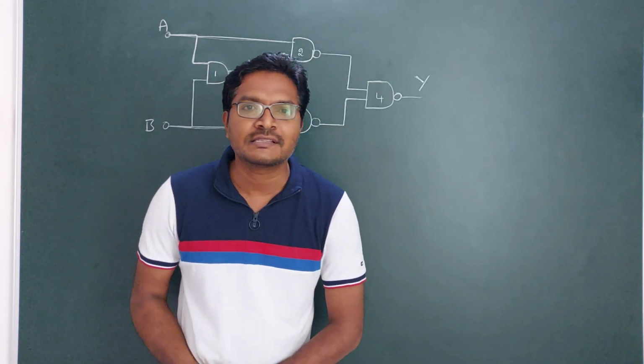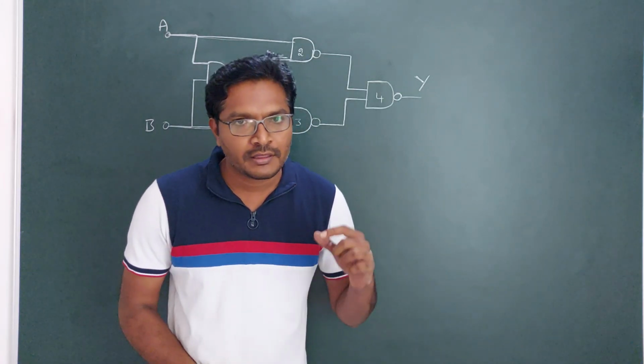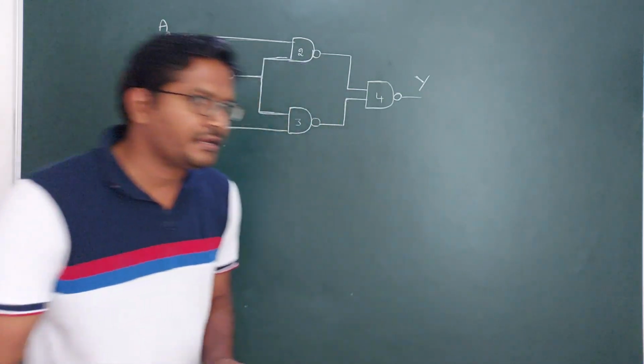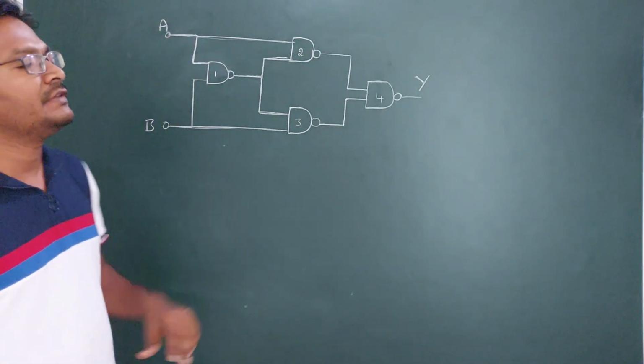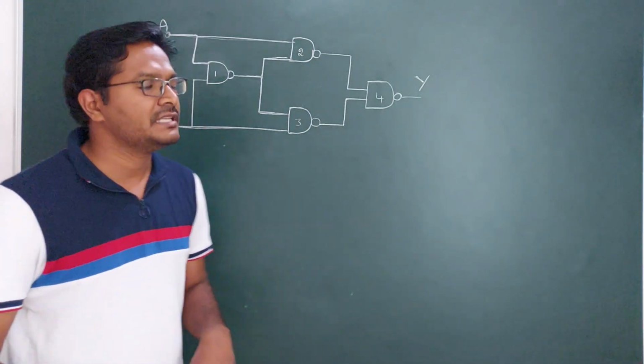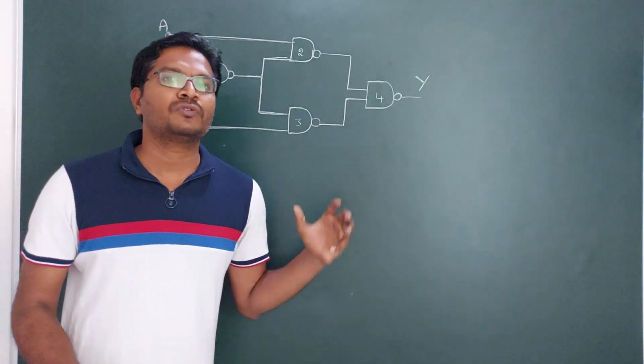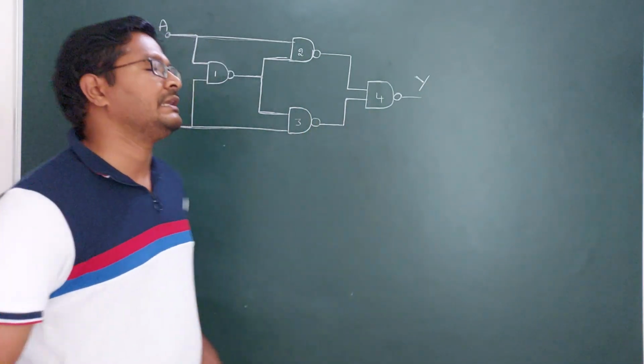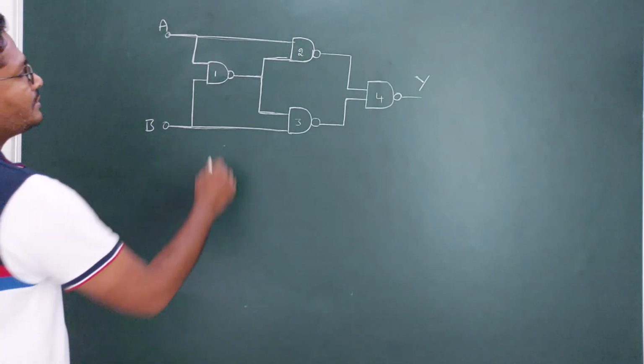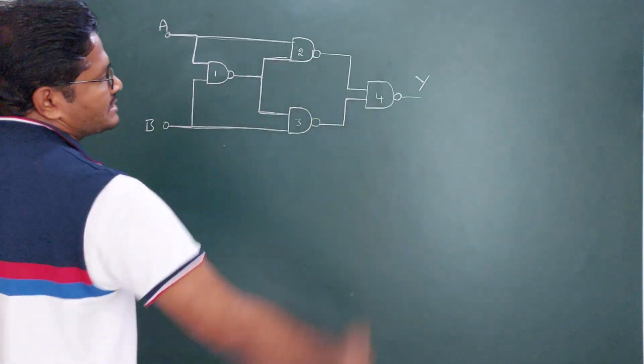Today we are going to discuss another numerical problem on logic gates. This is the logic gate given here. The two input signals, A and B, are given in digital form. We need to find the truth table of this logic gate to get the output signal. First, I have numbered the NAND gates.